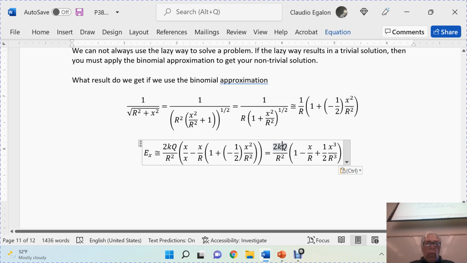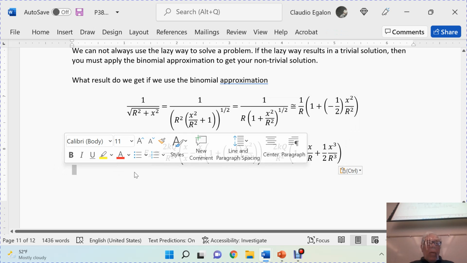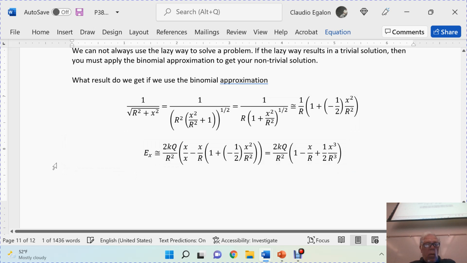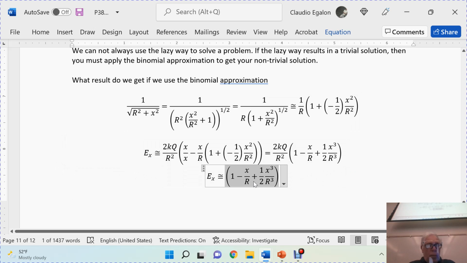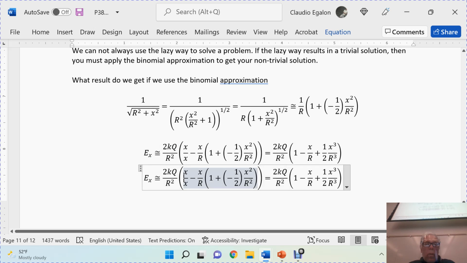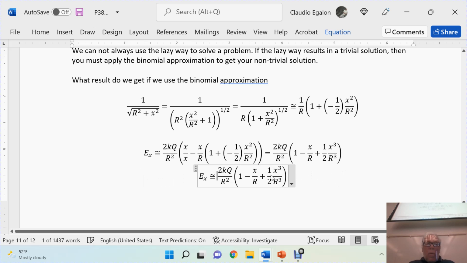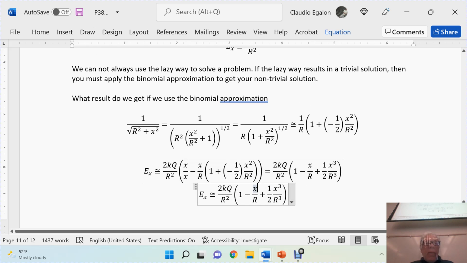We have the term that we got before. And then we have a first order term in x over r and a third order term in x over r. Zero order term in x over r, first order, third order. Did I do it right? Yeah, I did it right.